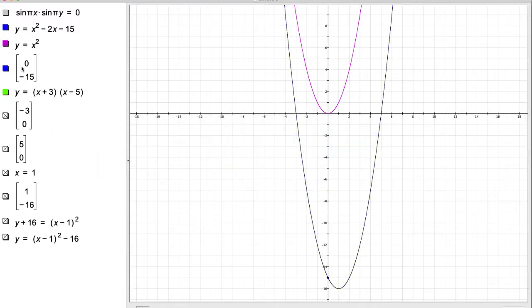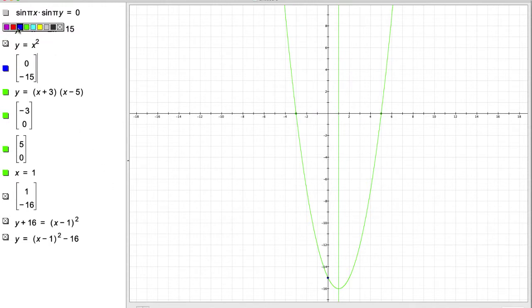So let's turn on the green graph, which is the green factored form, and we can see that we've got x-intercepts located at (-3, 0). We'll turn that one on, as well as at (5, 0). Then when we take the average or the mean of those two x-coordinates, we get the axis of symmetry line, which is x equal to 1. And so the factored form and the standard form indeed produce the same graph.